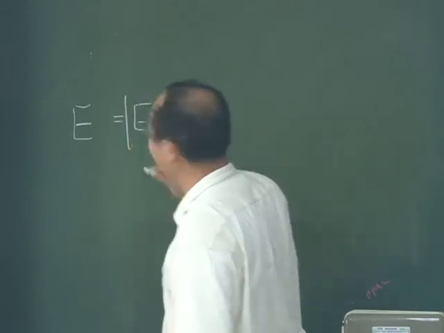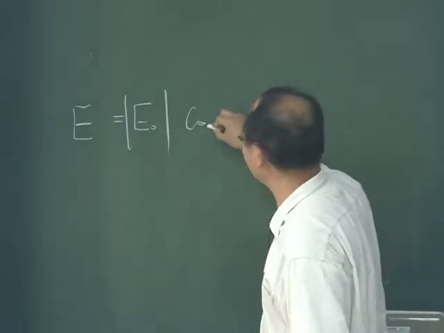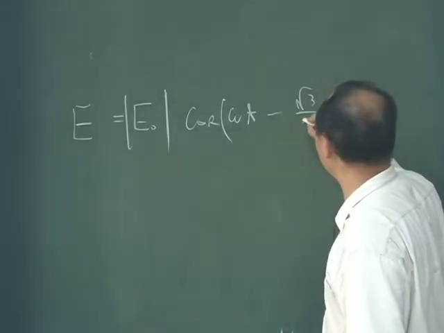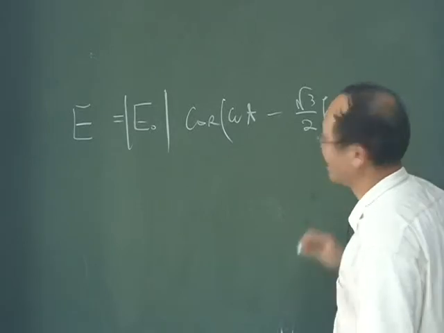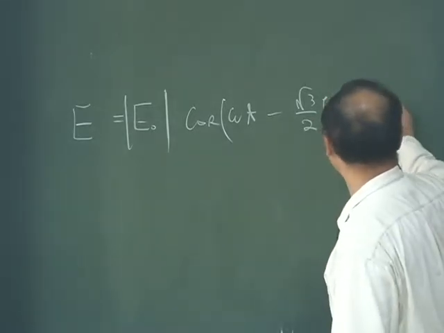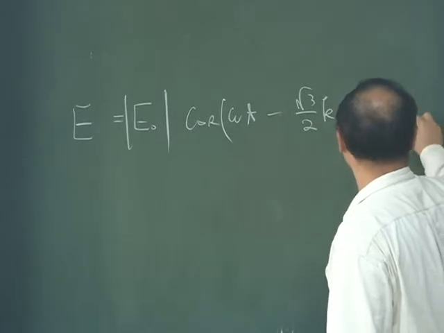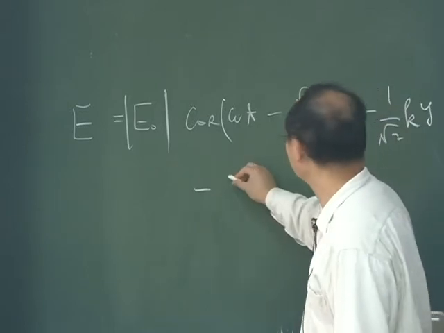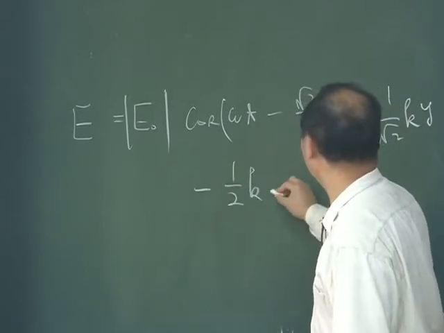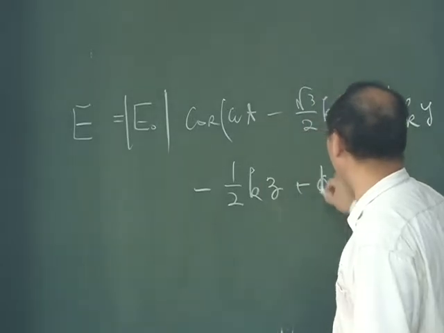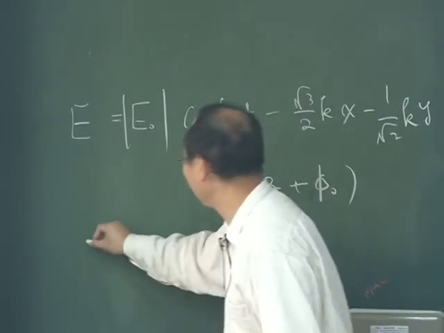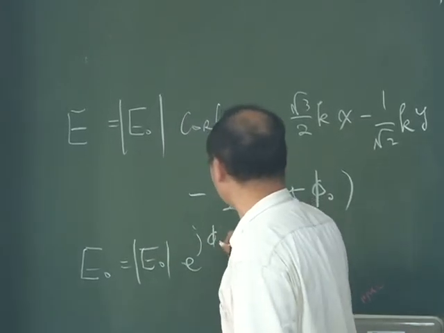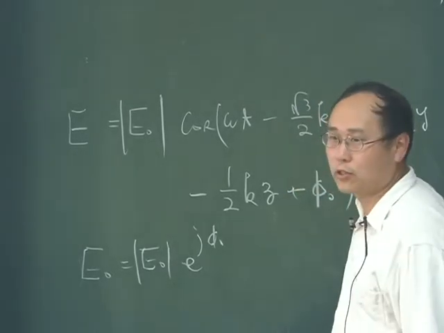This real expression, the electric field, is going to be equal to some absolute value of it, and then you have cosine omega t minus square root of 3 divided by 2 k along the x direction, and then minus 1 over square root of 2 k along the y direction, and then minus 1/2 k along the z direction, and then don't forget you have an initial phase coming from E naught equal to E naught absolute value exponential j phi 0. Okay, so this is your final solution for your plane wave.